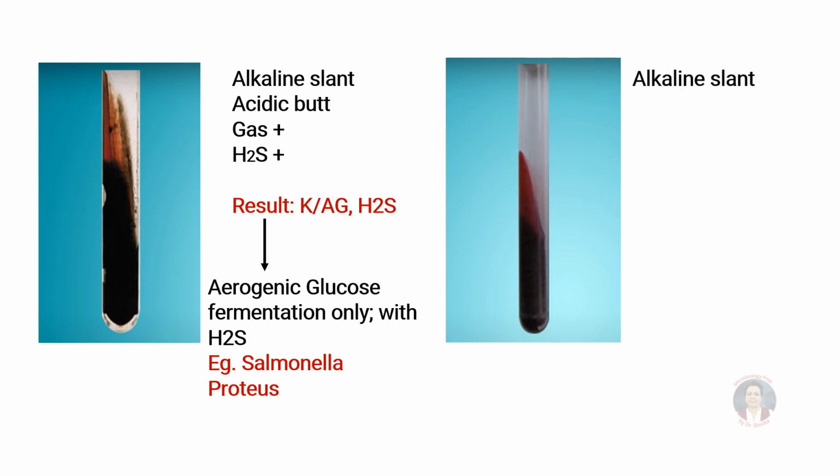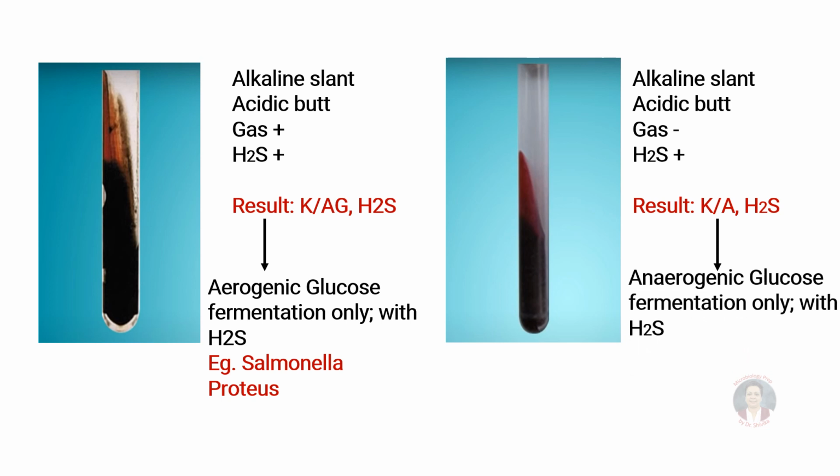On the right hand side, we can see a red slant and a black butt with no evidence of CO2 production. You cannot see any gas bubbles. So what is the result going to be? K/A, H2S. Right? Alkaline slant, acidic butt, no CO2, H2S positive. So our interpretation is anaerogenic glucose fermentation only with H2S.